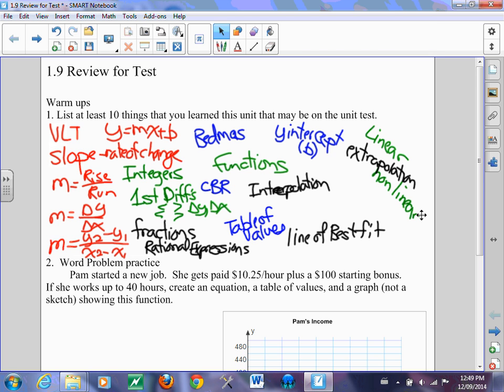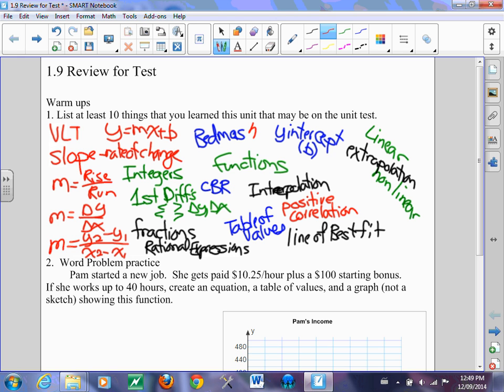Okay, we talked about trends, which are upward or downward, but we call that correlation. So we learned about positive correlation. We talked about negative correlation. So that tells us if the trend is increasing or decreasing. But we also talked about how the strength of the correlation was based on your R value. And your R value was what we called the correlation coefficient.